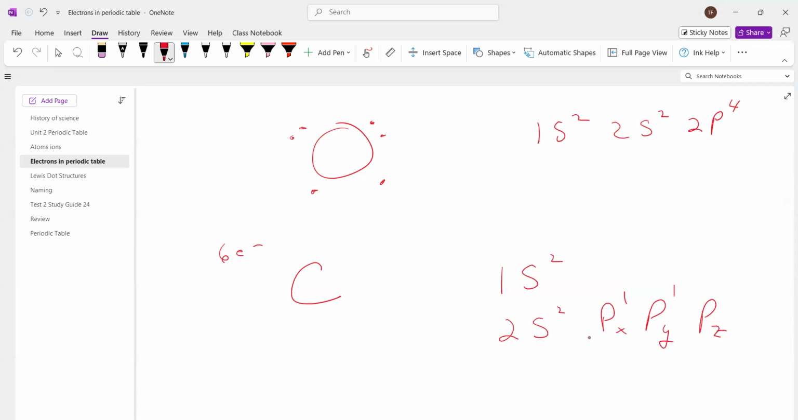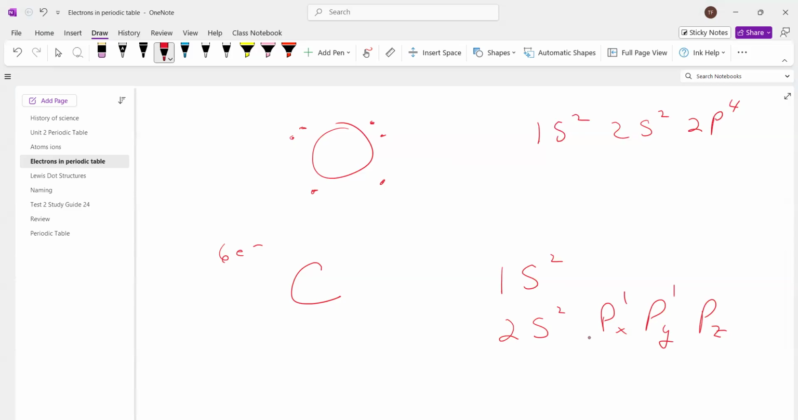Now this officially, if you look up online, depending on how sophisticated the site is, they'll give you this as the electronic configuration. Now, going back to Lewis dot structures, how many singletons does carbon have? 4. That doesn't agree with us at all. This says carbon's got 1 pair and 2 singletons. So what happens with carbon?